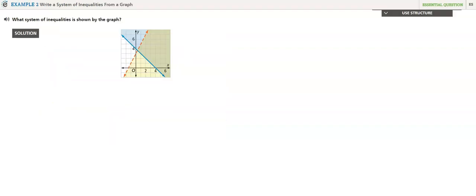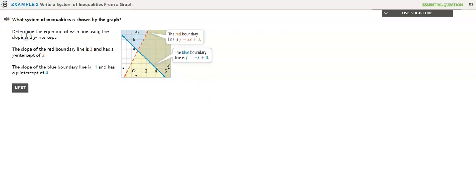All right, in example 2, we're going to look at a graph of inequalities, and we are going to take a look at what the system is, okay? So when you are given a graph, you're going to do the same thing we did in 4.4, except that you're just doing it with two lines, right?